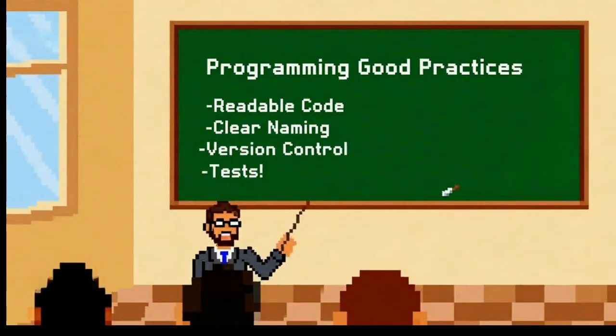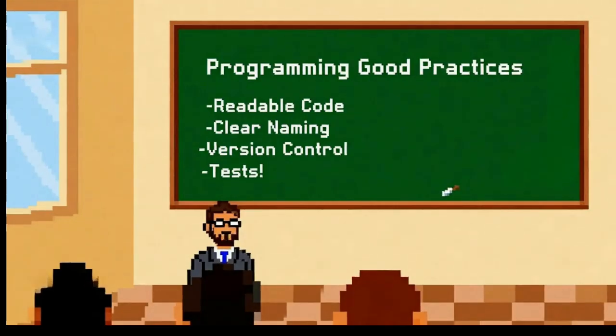Why do fewer parameters matter? Several reasons. First, functions with fewer parameters are easier to understand and easier to call. You don't have to remember as much. Second, they're easier to test. If you have Boolean parameters, each one doubles the number of test cases you need. 2 Boolean parameters means 4 combinations to test. 3 Boolean parameters means 8 combinations. 4 means 16. The testing complexity grows exponentially with the number of parameters.